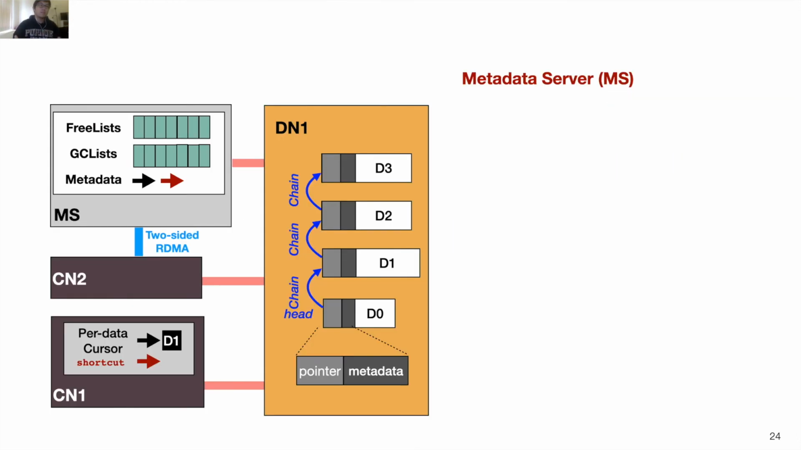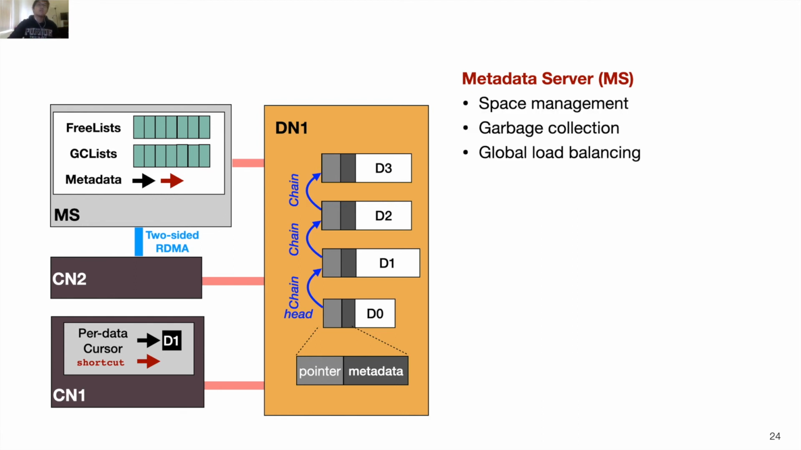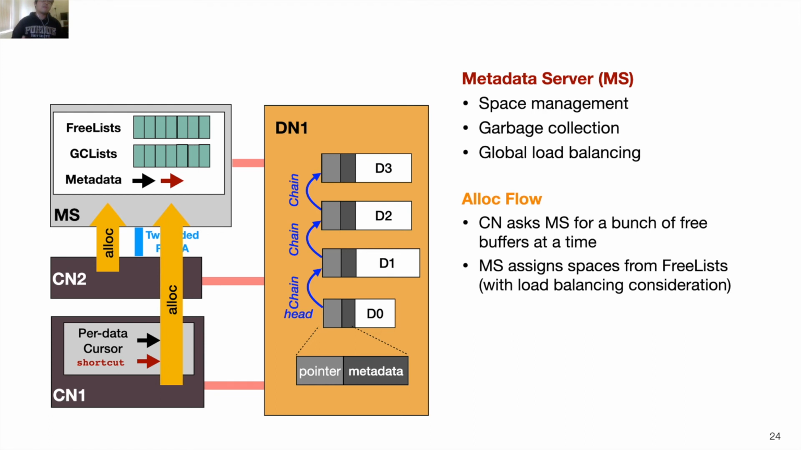Now let's look at some details. The metadata server, or MS, in Clover performs space allocation, garbage collection, and global load balancing. Recall that Clover needs a new space for every write. This requires very intensive space allocation. So instead of asking MS for a new space at every write, CNs acquire a bunch of new spaces at a time from MS. MS keeps a list of spaces and assigns them in a batch to CNs.